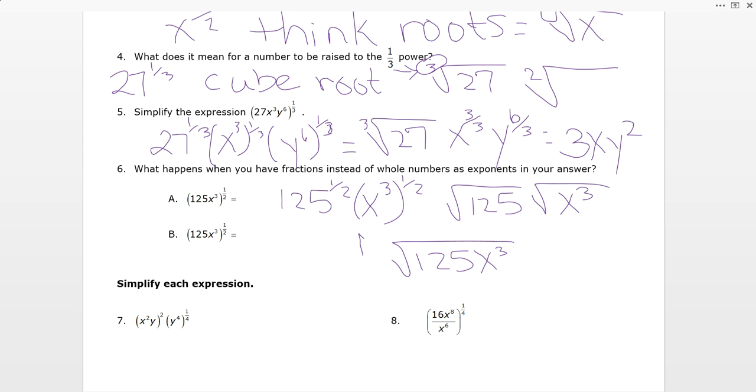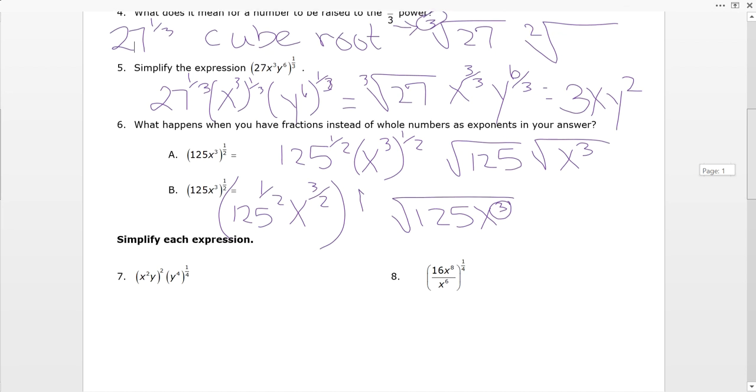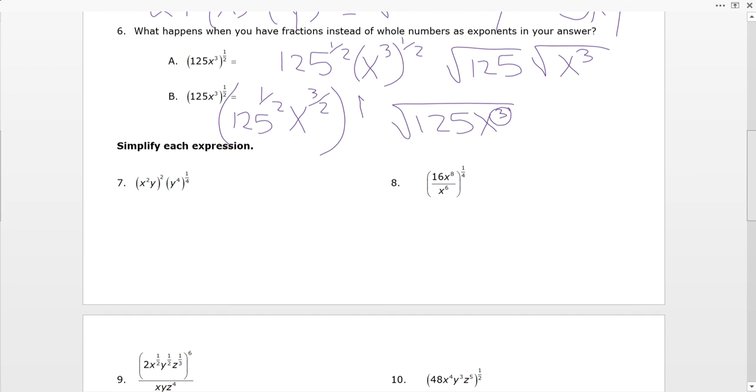You could write 125 to the 1/2. And for the x, you can multiply 3 times 1/2 and get 3 over 2. That's also the same thing. Notice that the 2 on the bottom is my square root, and the 3 on top is what ended up here under my square root sign. So I'm just multiplying with fractions for the most part.